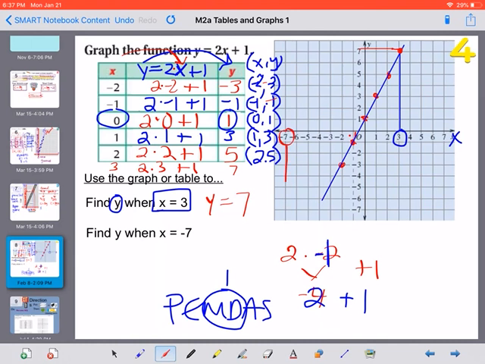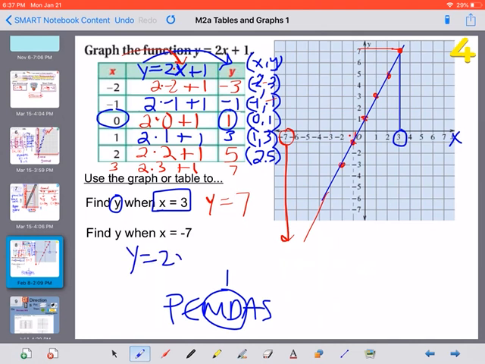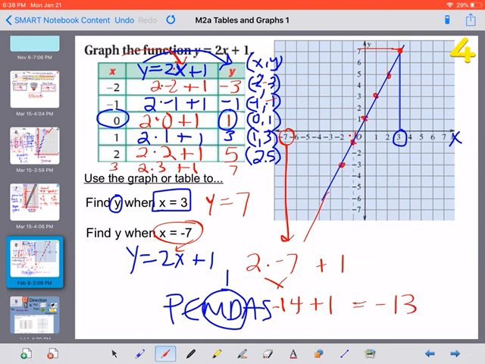-7 over here, though, isn't going to hit our line. Our line doesn't fit on the graph. There's not enough space. So this one we'll need to use the equation. Our equation is y equals 2x plus 1. We want to know when x is a -7. So 2 times -7 plus 1. Well, 2 times 7 is 14, but it's negative, so -14. -14 plus 1, there's more negatives, -13. So y is a -13.